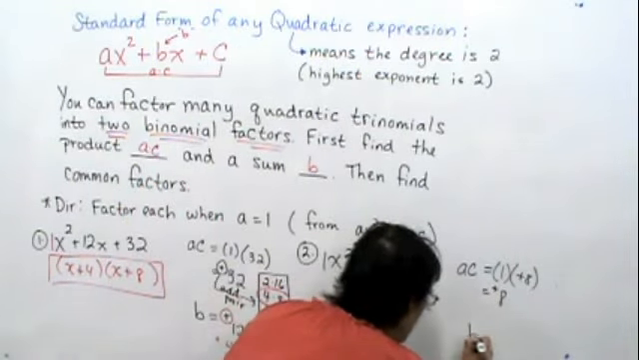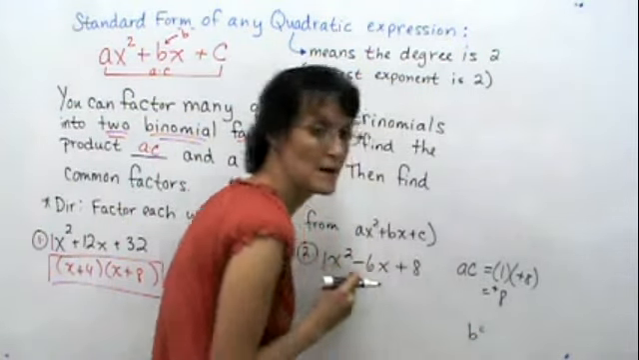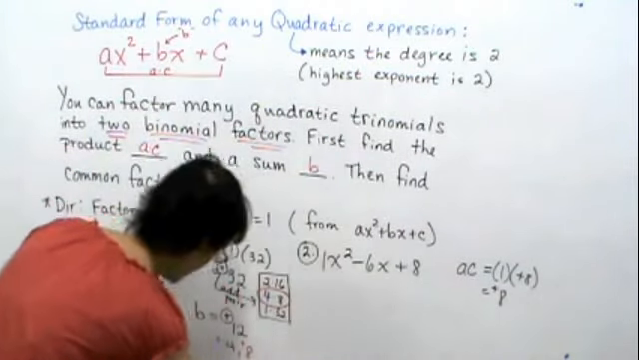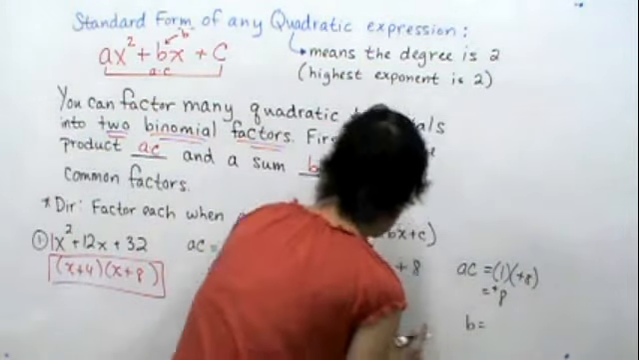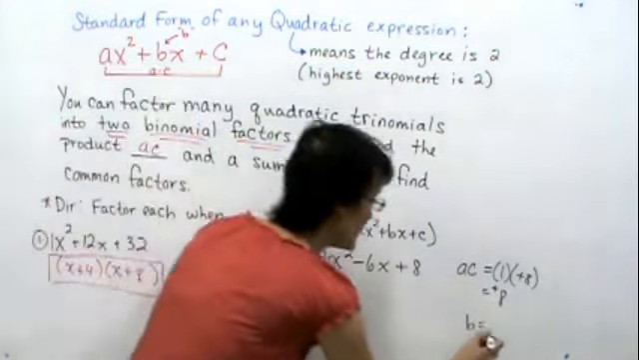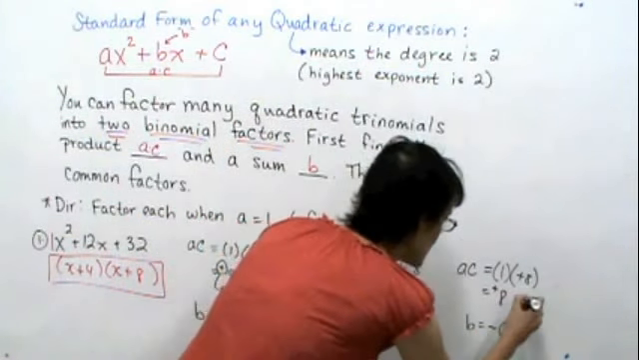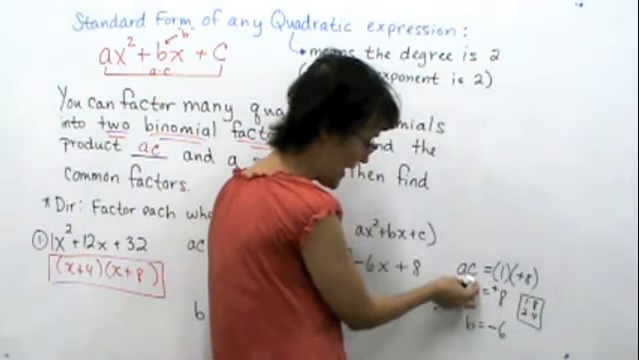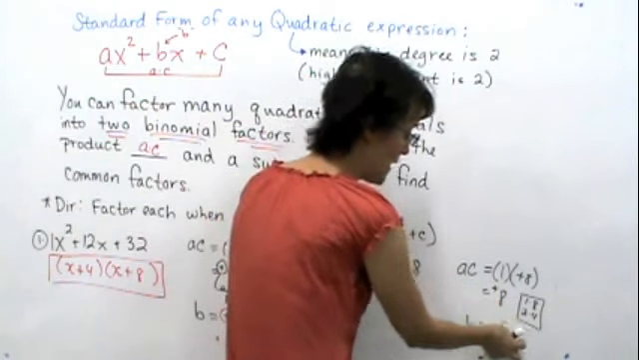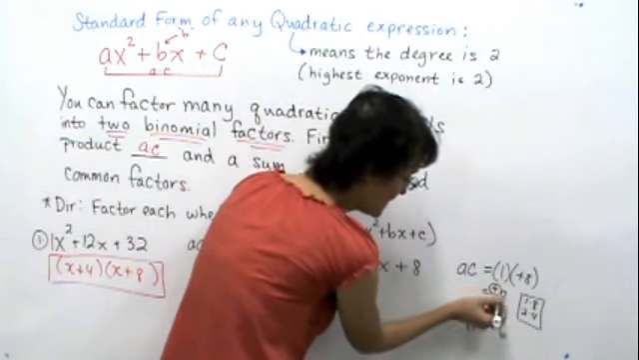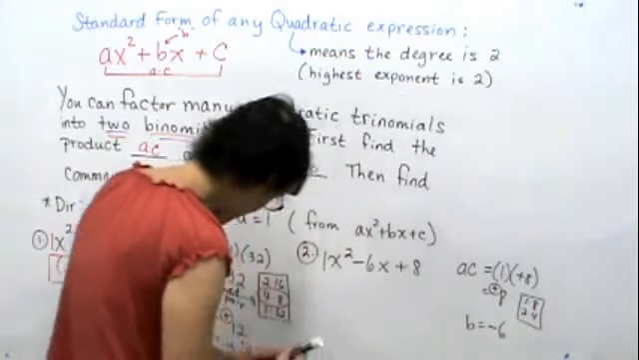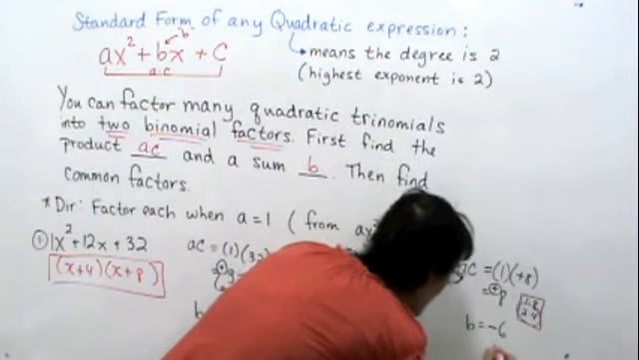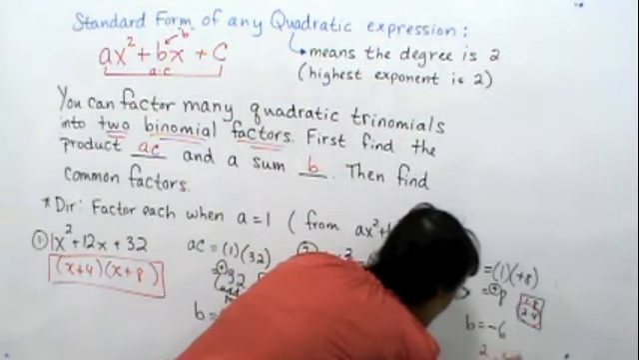Okay, and then I've got my b. Let me erase that just a hair. So my b is going to be equal to a negative 6. All right, so my factors of 8 are 1 and 8 and 2 and 4. So what numbers multiply to 8, that's that product, but add to give me my 6? That's going to be my 2 and my 4. So I put my 2 and my 4 down here.